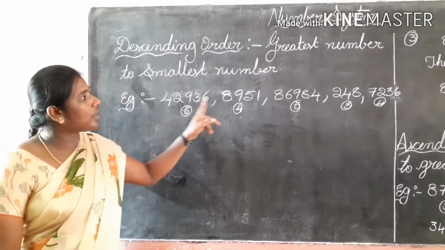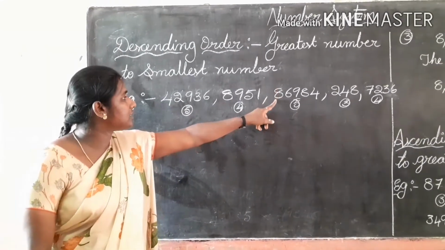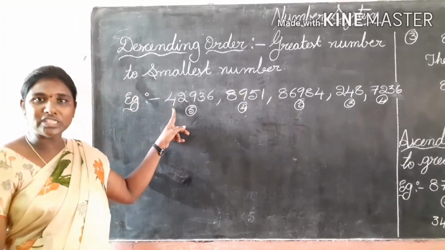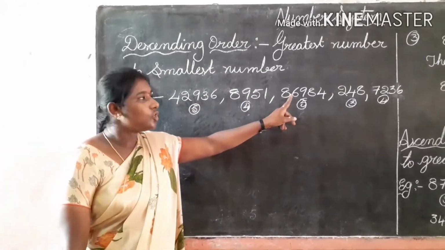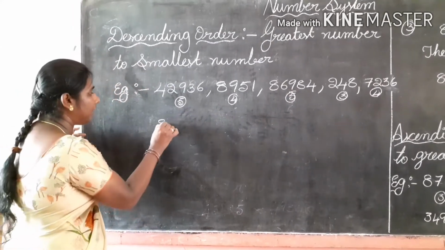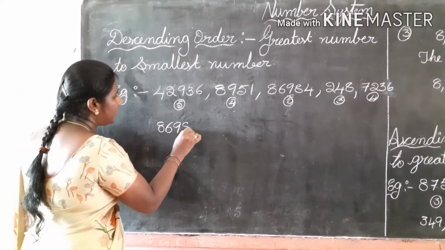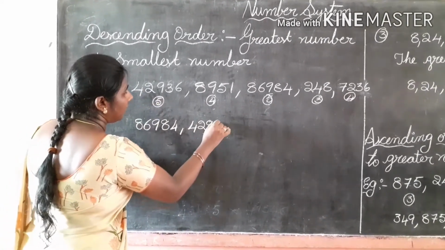While same number of digits having numbers, we have to check their leftmost places. Here the first number is 8. Here the first number is 4. In these two, which is the big number? 8 is the big number. So 86,984 is the big number. Next one is 42,936.